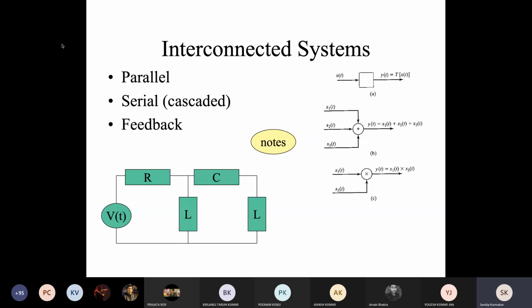Now interconnected systems can be parallel, serial, cascaded, or feedback. So v(t) is connected with a resistor, a capacitor, and two inductors in parallel. This is the interconnected system's equations, with additions and multiplications of the subsystem outputs.